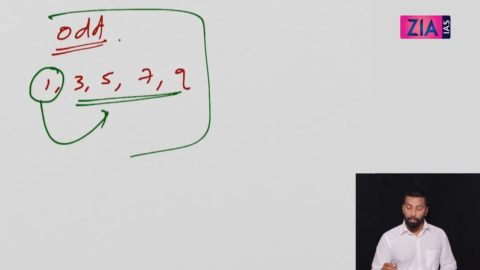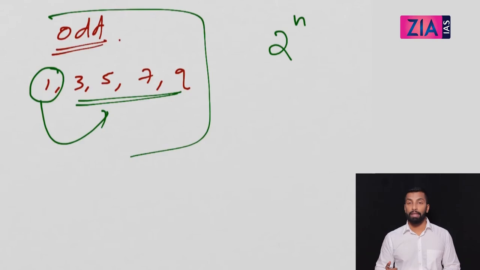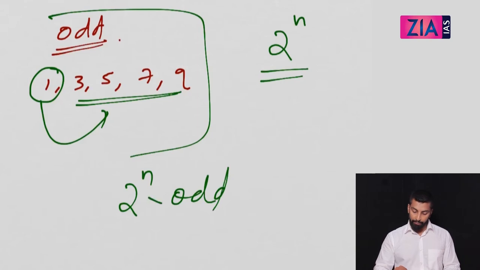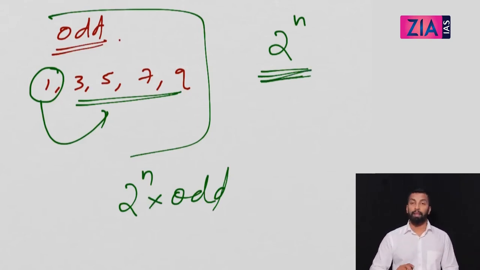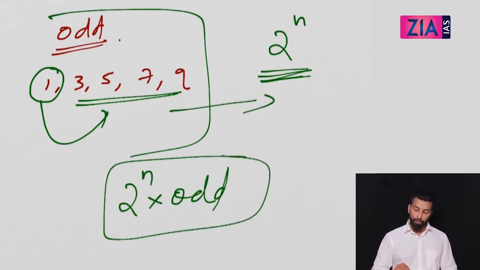Then I will give you the method for any number you can represent in the form of 2 raised to n. Any other number will be a combination of 2 raised to n and an odd number. Any other even number will be a combination of these. So you can combine these two and get the last 2 digits faster. Let's start with odd numbers, and within that, the number ending in 1.